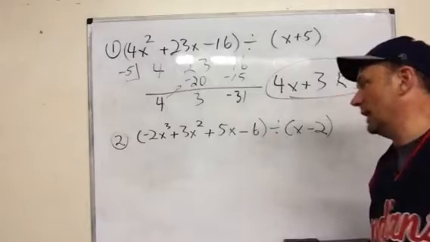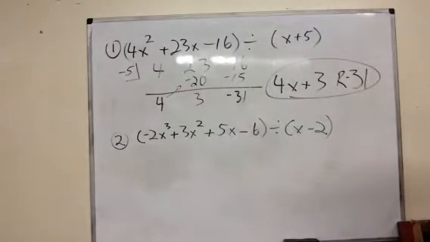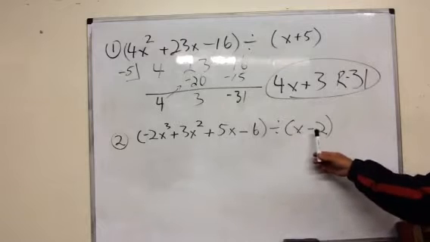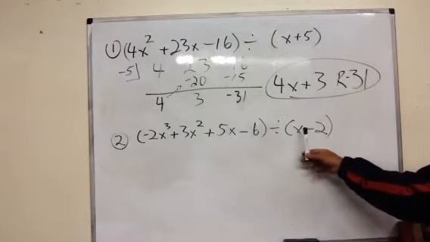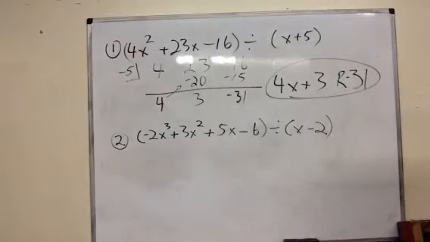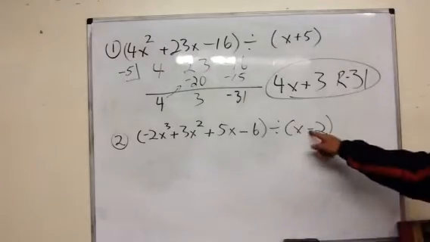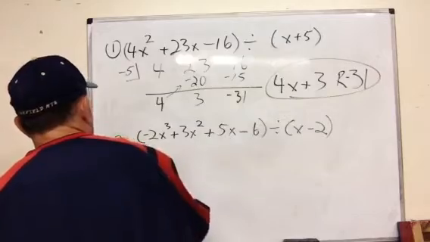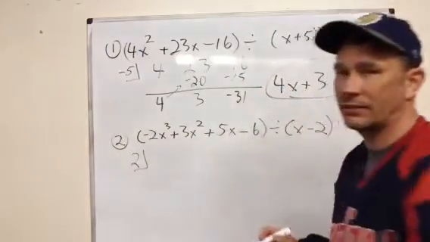Let's look at number 2 now. Again, we want to start by putting a number in the box. Think about this. We have x minus 2 we're dividing by. What value of x will make that equal to 0? And it's the opposite of a negative 2, which is positive 2. That's the number that goes in the box here.